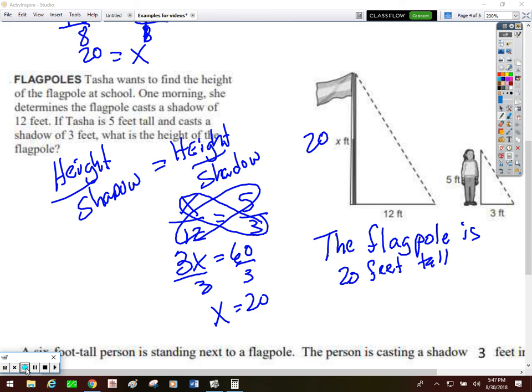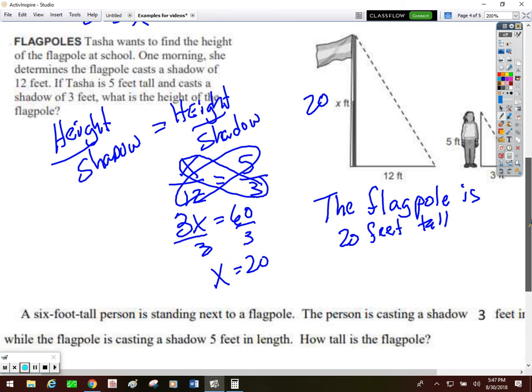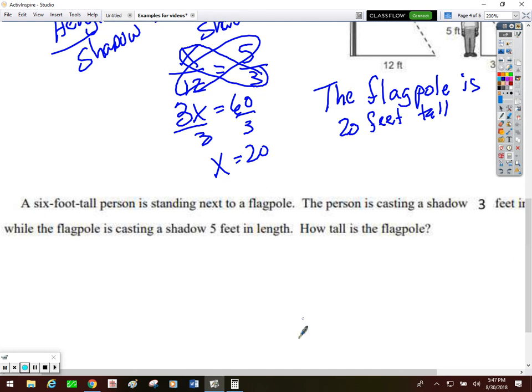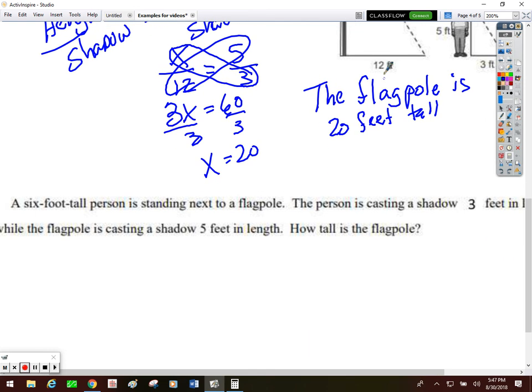Okay, so what this tells me is that the flagpole is 20 feet tall. Well, here's the same problem. Now we're going to do it without the picture. We're going to draw our own picture.